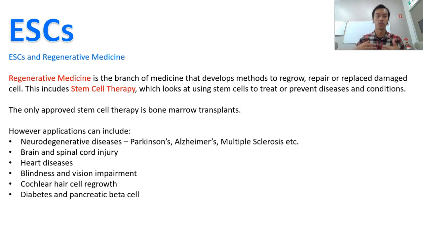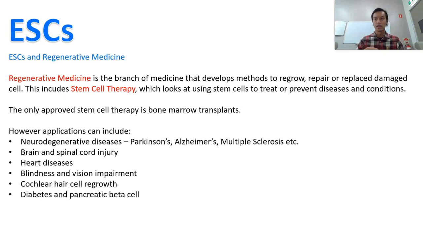For example, neurodegenerative diseases like Parkinson's, right? Or Alzheimer's or MS. Any sort of damage to the brain and spinal cord, heart diseases, blindness, and even things like diabetes and the pancreatic beta cells that we have, right?